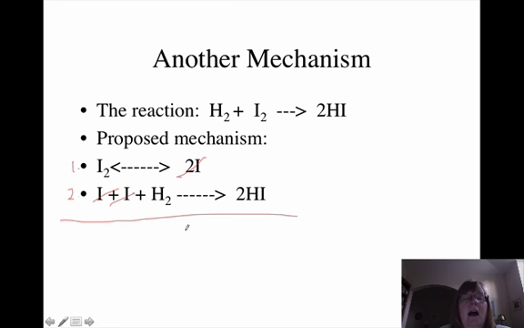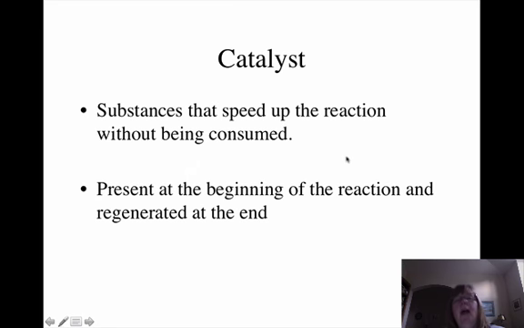Great. All right, what's the mechanism? This is a possible mechanism, and what is our intermediate? I is our intermediate. Okay, so hopefully you understand an intermediate doesn't show up in the overall balanced equation. It isn't present at the beginning of the reaction. It's not present at the end. It's made in an early step in the mechanism, and then it's consumed in a later step.